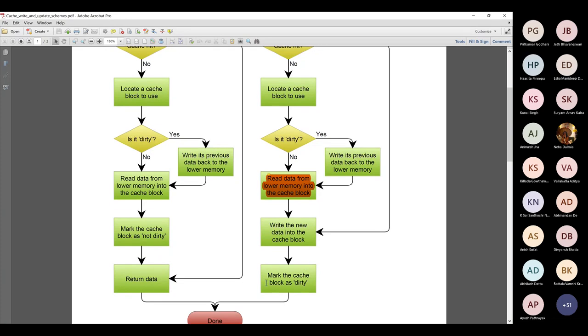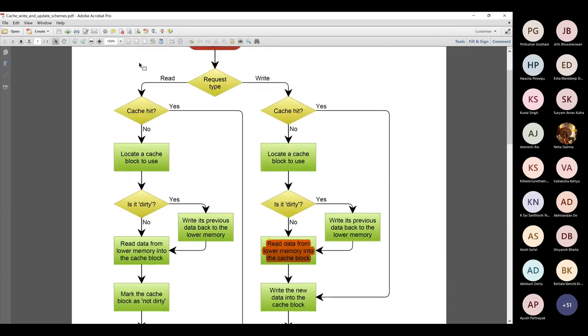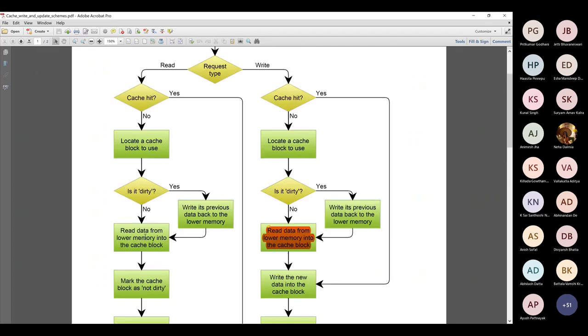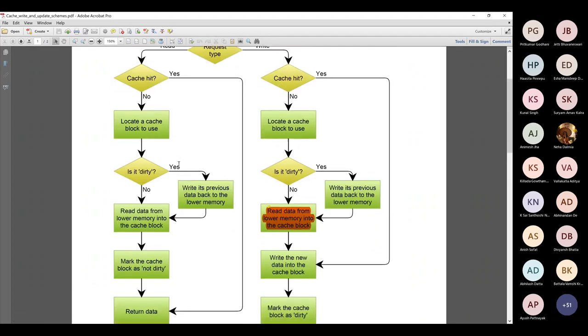Okay, and you mark the cache block as dirty after performing the write. What happens if there is a read hit or miss? If there is a read hit, no problem, immediately return the data. This happens within one clock cycle.